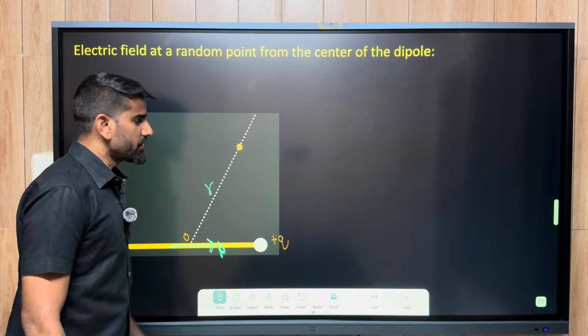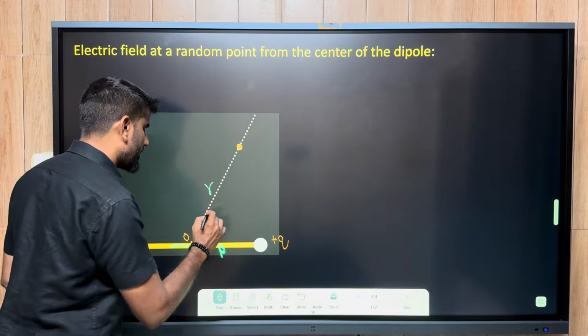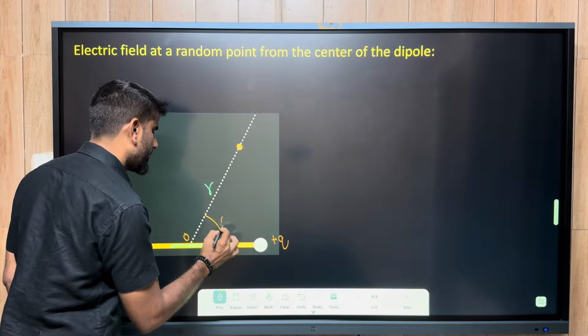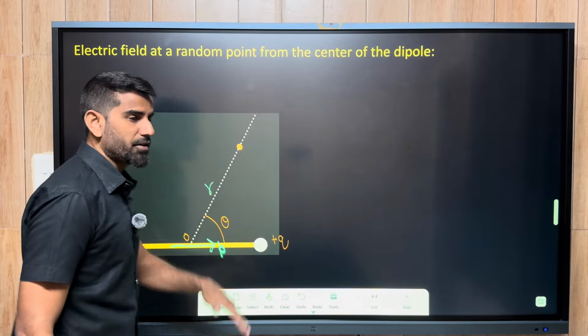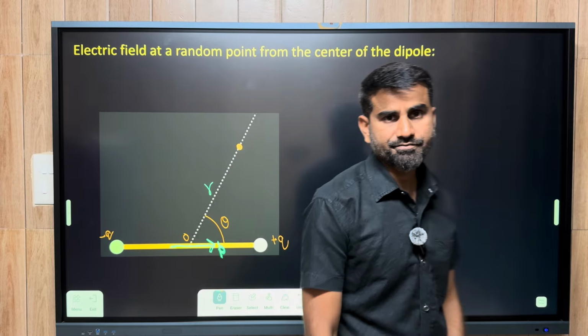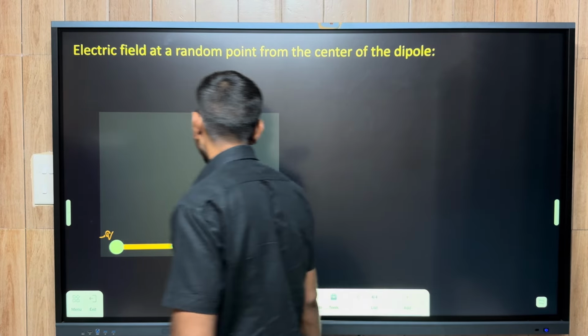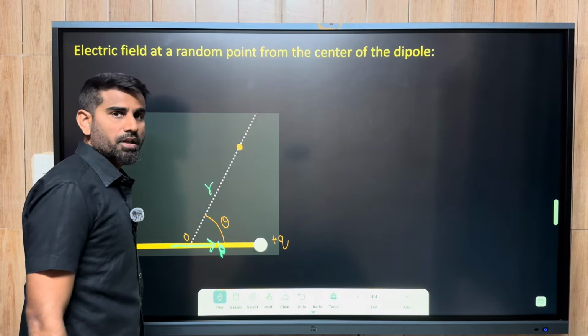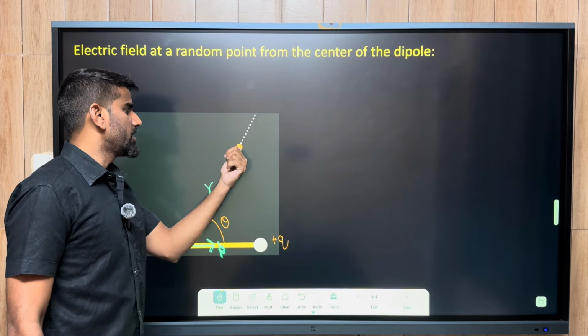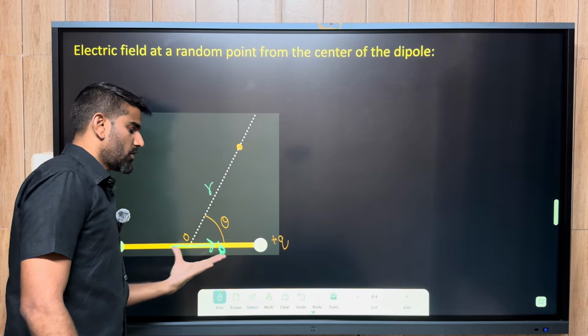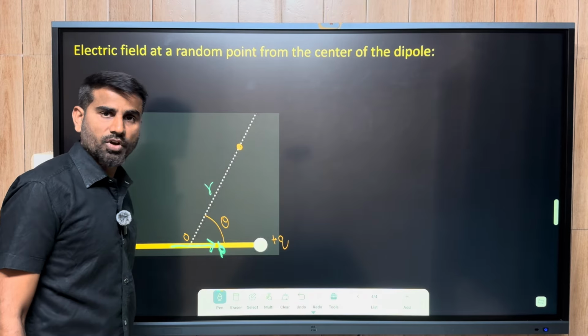Okay, and this position vector is at an angle theta from the dipole moment, from the dipole, as you can see. This is how I have considered the system. Now let us find the electric field intensity at this location due to this entire dipole.